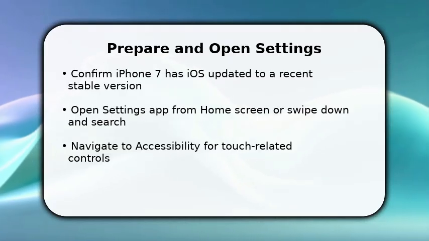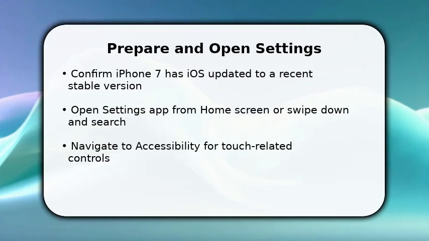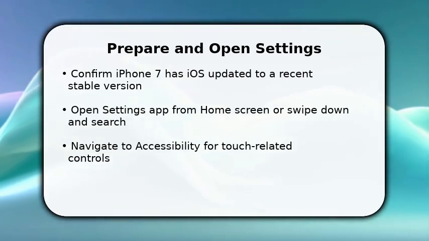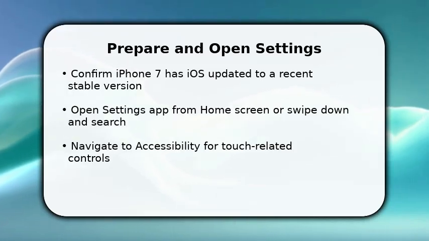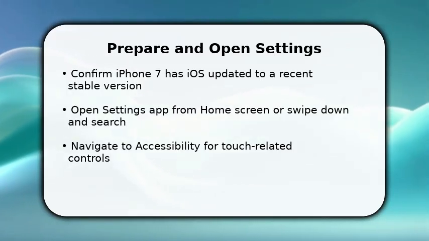You'll start by confirming your iPhone 7 is charged and on a recent iOS so features behave predictably. Once ready, open Settings and tap Accessibility. This is where touch controls live.